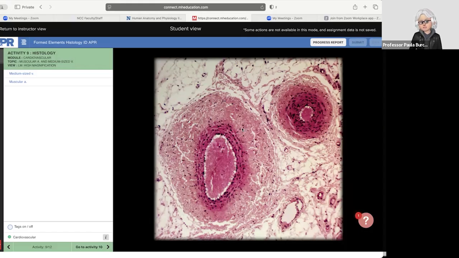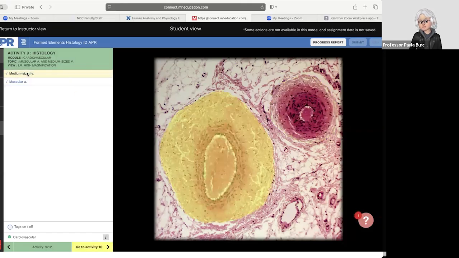These two are not of equal sizes, but see how the lumen here is nice and round? You can see the blood there. See how it's partially collapsed here? I need to pay attention to that. If it's nice and round, it is an artery. If it is partially collapsed, it is a vein. So you're going to have to tell me whether it's an artery or a vein.